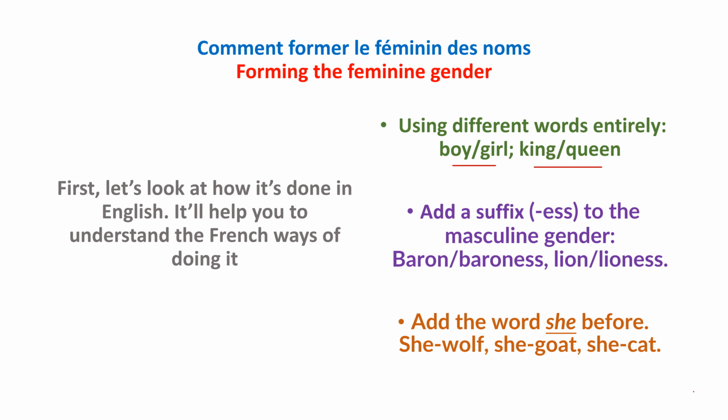Boy and girl, king and queen. So a boy is masculine, a girl is feminine. King is masculine, queen is feminine. That's easy peasy. The other way of doing it is we add a suffix.